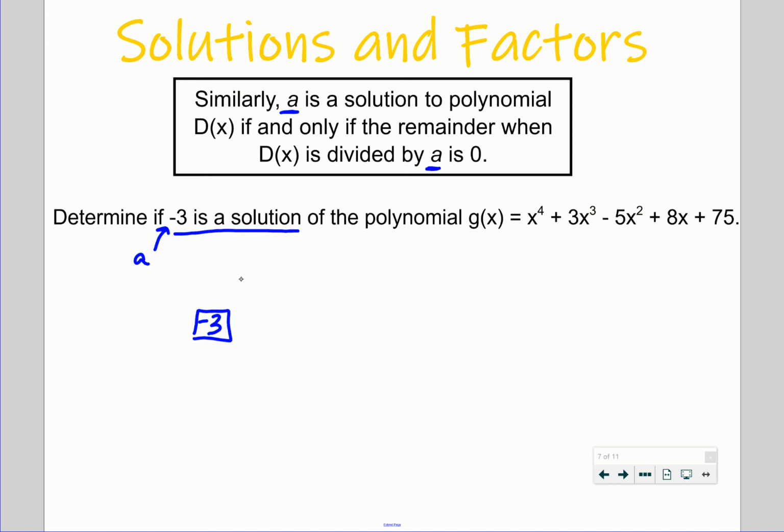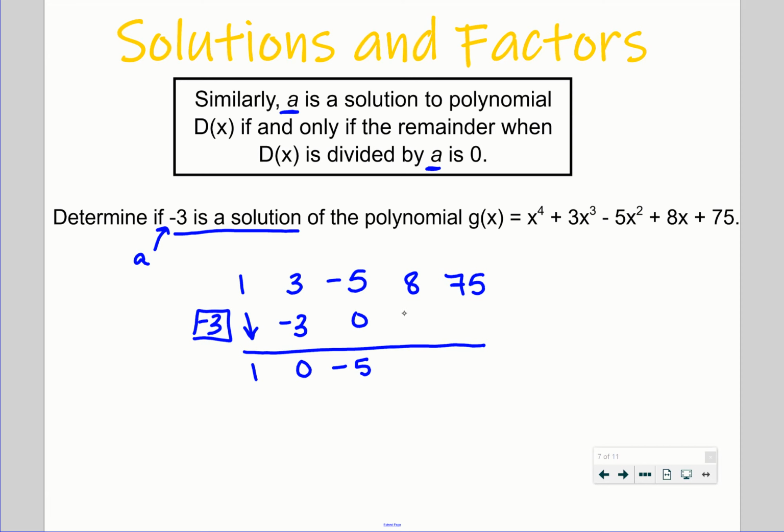So my coefficients in this problem are 1, 3, negative 5, 8, and 75. Again, I am not missing any terms here, any powers, so I don't need any zeros as placeholders in my synthetic division. I'm going to bring down my first term, 1. Multiply, add, multiply, add, multiply, add, multiply, add.